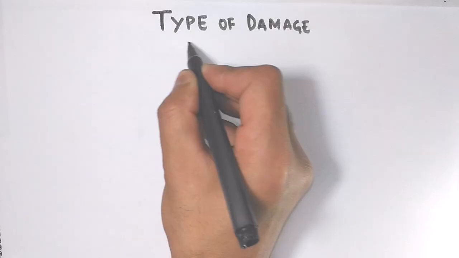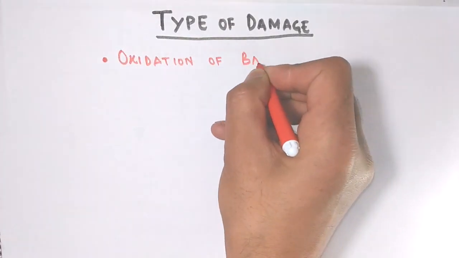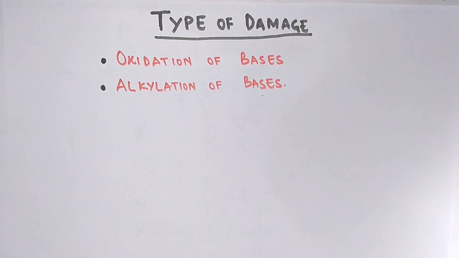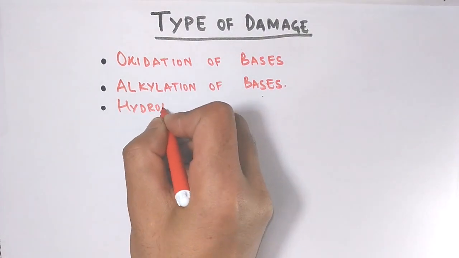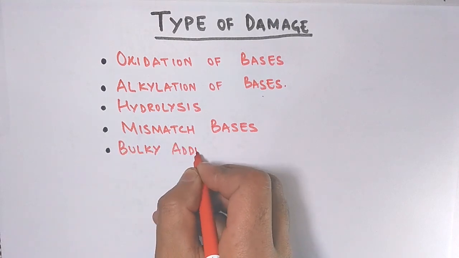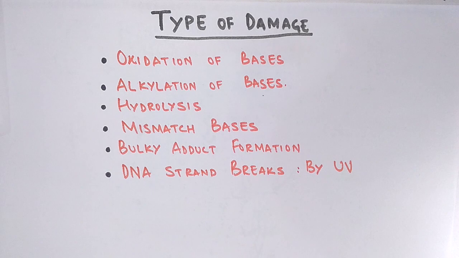We have seen the sources of damage. Now let's see what types of damage are done to the DNA molecule. First, there is oxidation of bases within the DNA molecule. Second is alkylation of bases. Third is hydrolysis of the DNA molecule. Fourth is mismatched bases. Fifth is bulky adduct formation. And sixth is DNA strand breaks by ultraviolet. All these types of damage will be discussed one by one in the upcoming lectures.